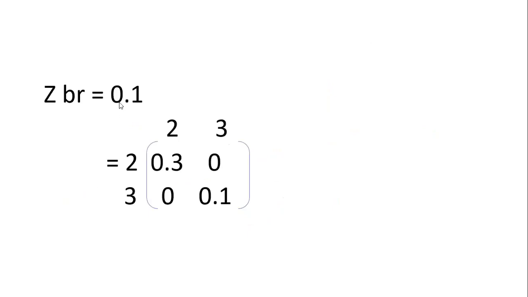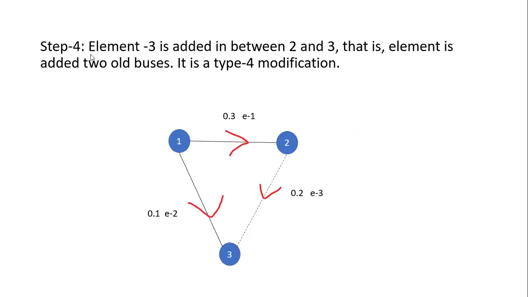This is the Z-bus new matrix, and this is the element that was added in step 3. The Z-bus matrix is 0.3, 0, 0, 0.1. Next, coming to step 4. What is step 4? Element 3 is added between 2 and 3.